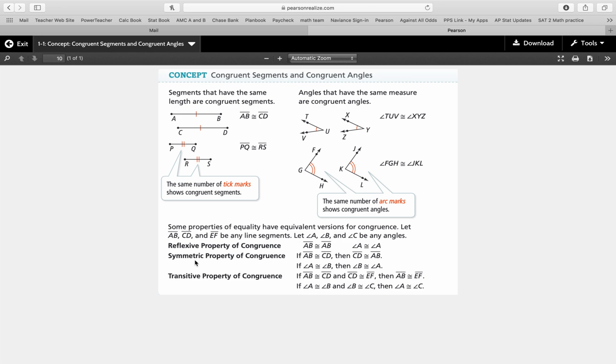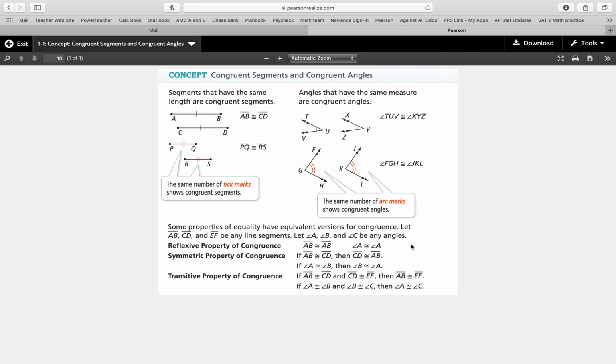The symmetric property of congruence says that if, for example, AB is congruent to CD, then that means CD is congruent to AB. If angle A is congruent to angle B, then that means angle B is congruent to angle A. Okay, that is the symmetric property. If I'm congruent to you, then you're congruent to me.